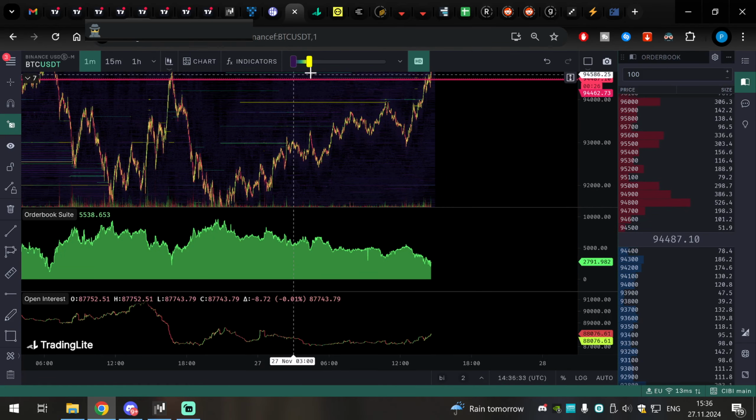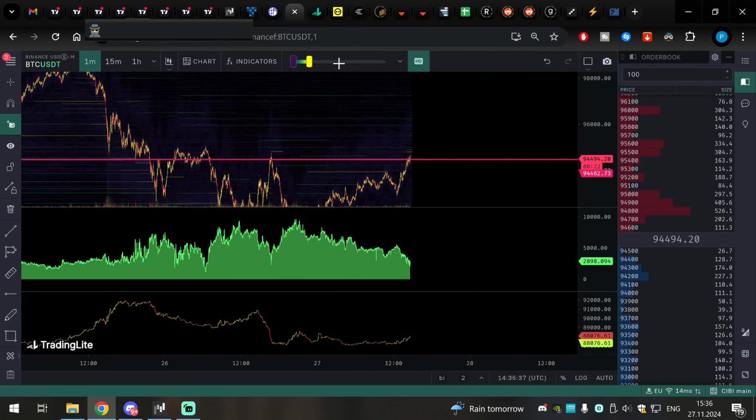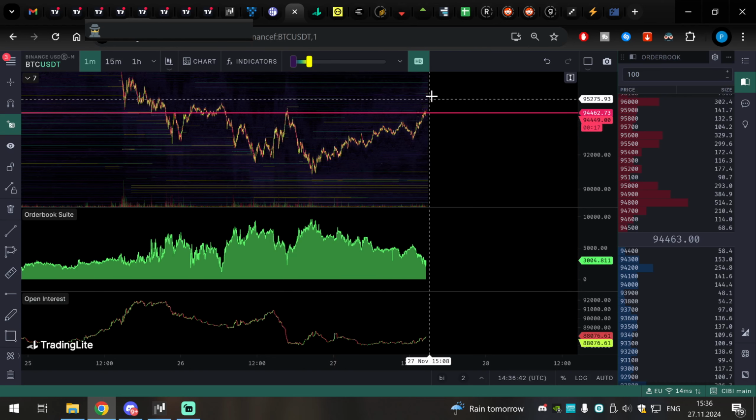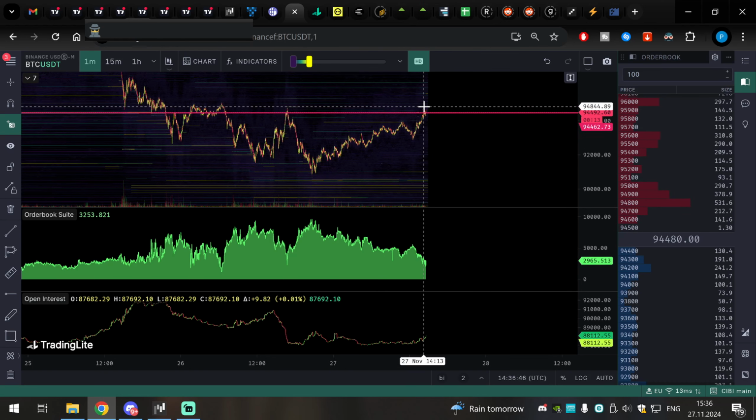So let's start trading. Let's start with the Tradinglite. For Tradinglite it's very simple. Of course, it's an execution tool. So whatever I say now doesn't have to be valid. I cannot talk about these walls.